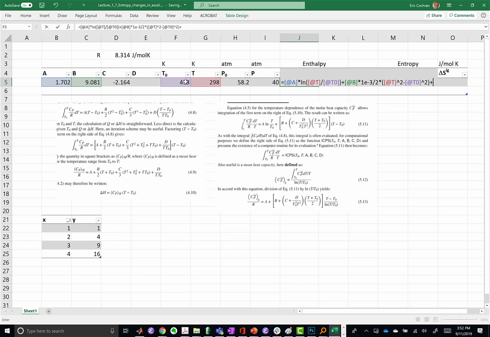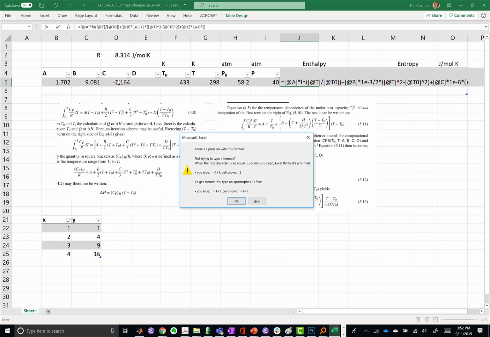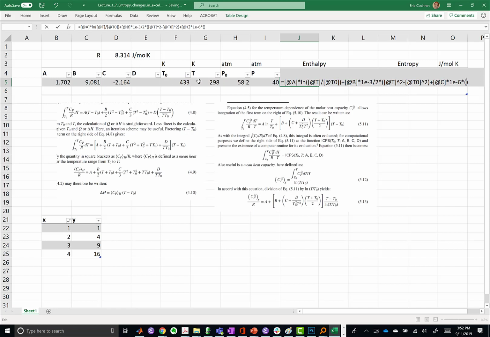And then we're going to add C times 10 to the minus 6 times T cubed minus T0 cubed. So T cubed minus T0 cubed. And then finally, just for completeness, we can add the D term, even though it doesn't appear here.